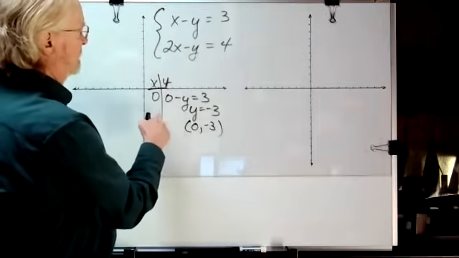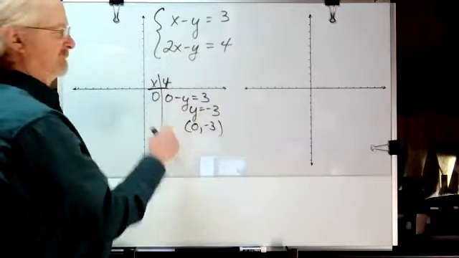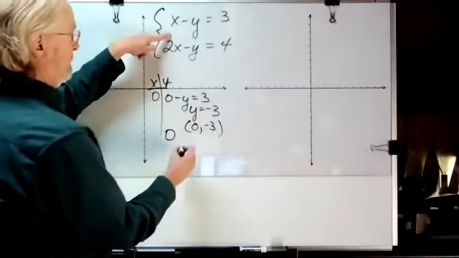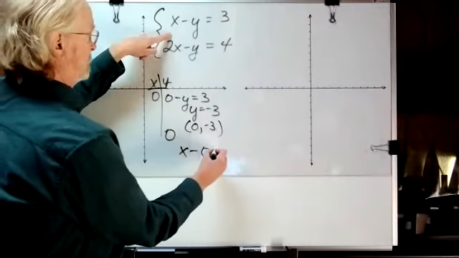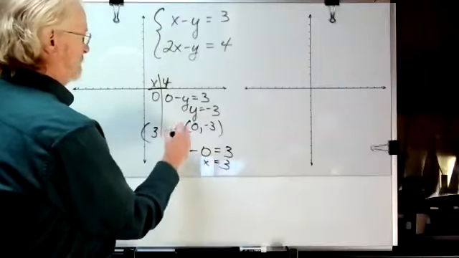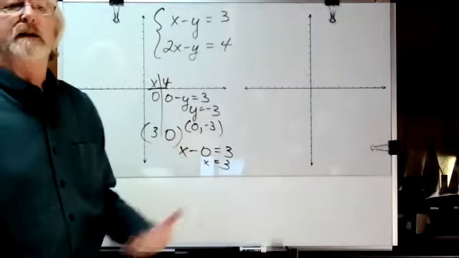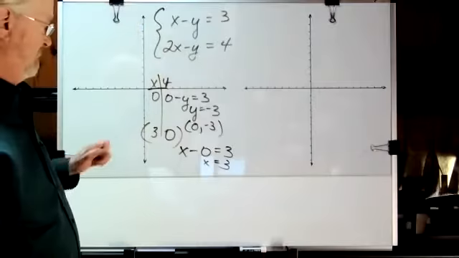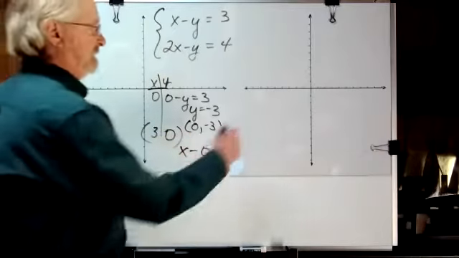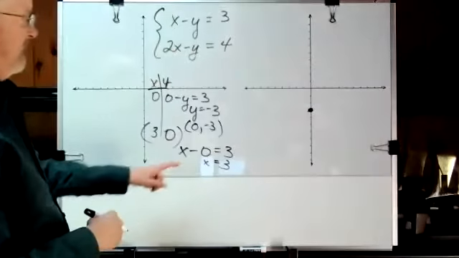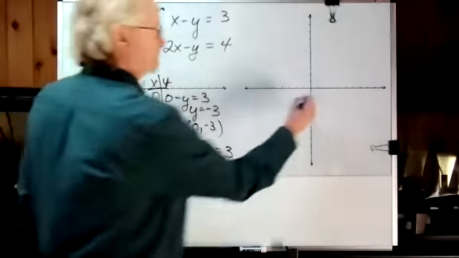What if I put in a 0 for y? Well, then I get x minus 0 equals 3. Oh, x equals 3. 3, 0, there's my other point, another point that I can use. So for the first equation, 0, -3, and 3, 0.